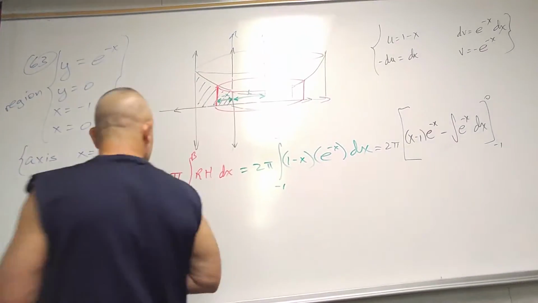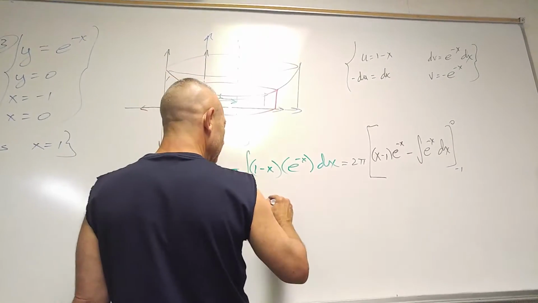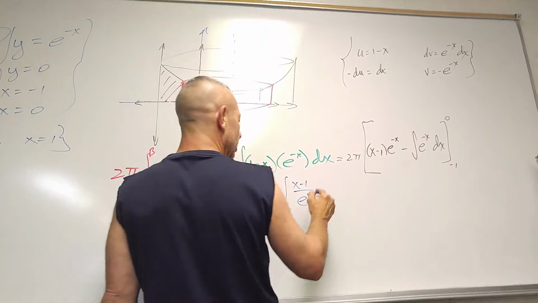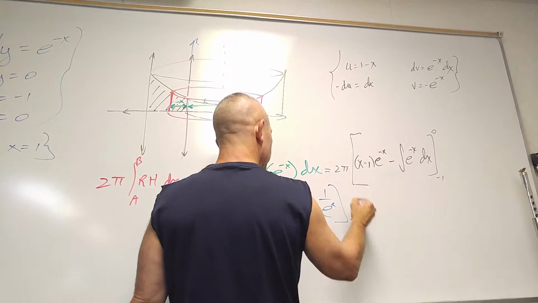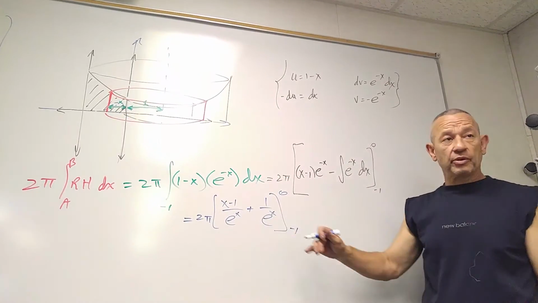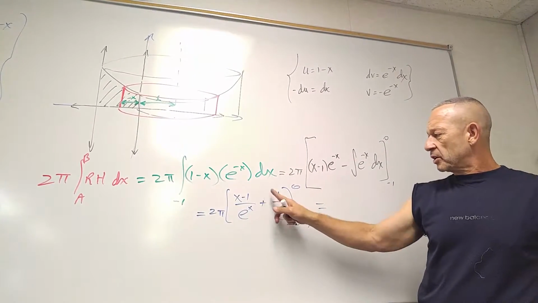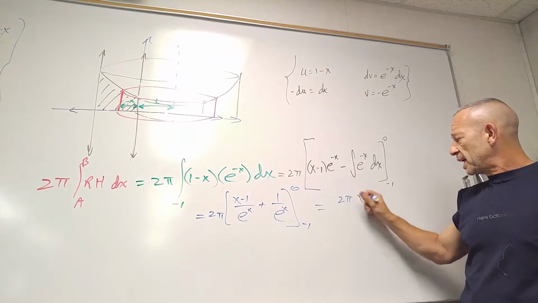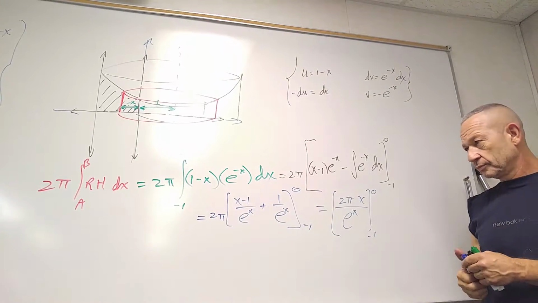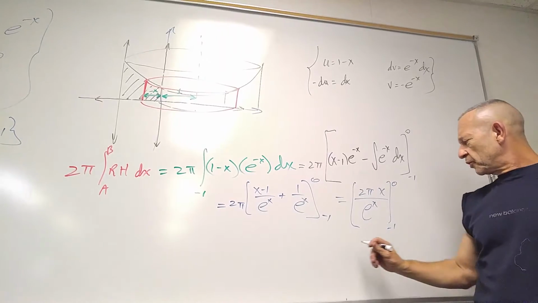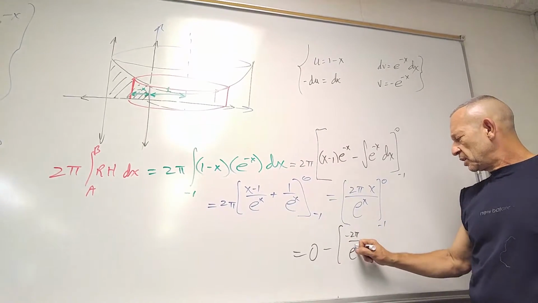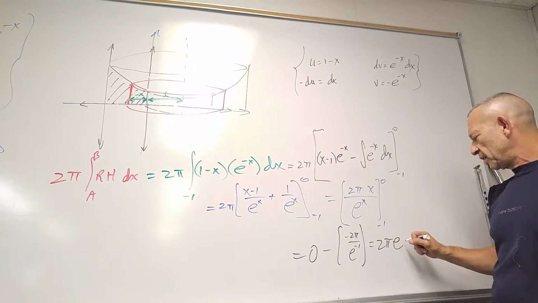Did I do that right? Stuff is making my eyes swim. So what do we have here? 2 pi times x minus 1 over e to the x plus 1 over e to the x, all evaluated from -1 to 0. Is that right? Before I plug numbers in, notice that things will simplify nicely. If they have the same denominator, add the numerators, the ones cancel. So I have 2 pi x in the numerator over e to the x, and this is all evaluated from -1 to 0. Is that okay? Plug in a 0, you get 0, minus. Plug in -1, and you get -2 pi e to the -1, so that is 2 pi e.